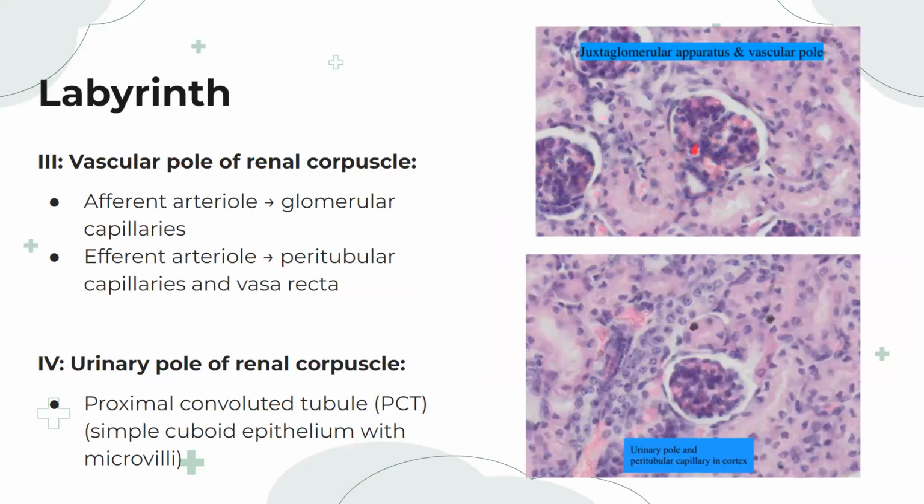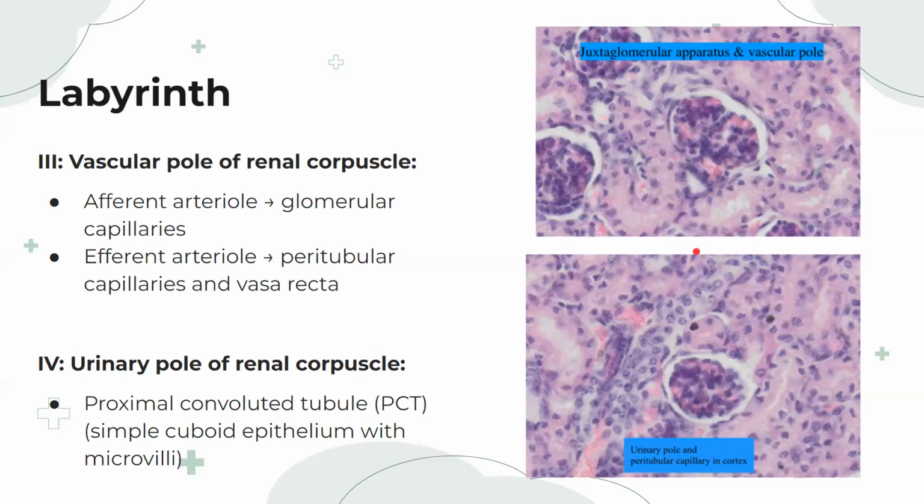So the afferent arteriole would go in from here, become the capillary, the glomerulus, and then would exit from here and become the efferent arteriole. The efferent arteriole will then go on to form the peritubular capillaries, the vasa recta. We'll talk about that in a bit.